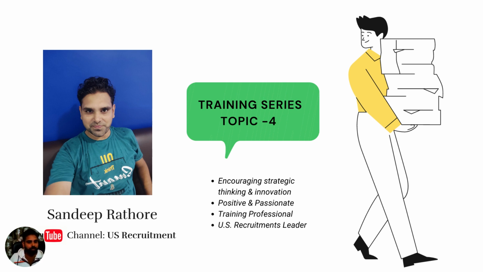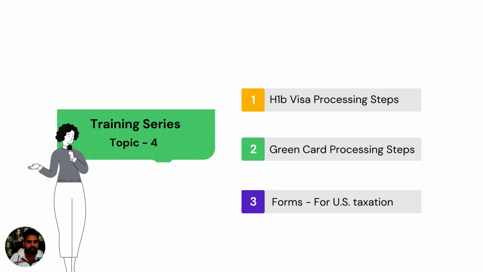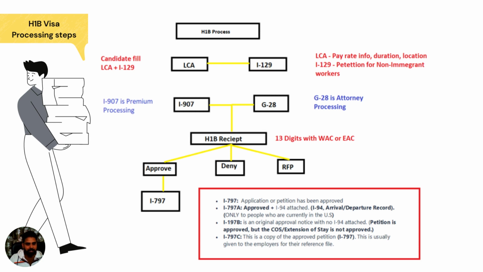This is the fourth topic of our training series. In this topic, I will discuss the three visa processing steps. In the earlier video, we already discussed the steps of OPT EAD; that is in topic 3. Now in this topic we will understand how a candidate can get an H1B visa, how they can get a green card, and in the last we have some forms used for the USA taxation process. So let's move to the first topic, our H1B visa processing steps.